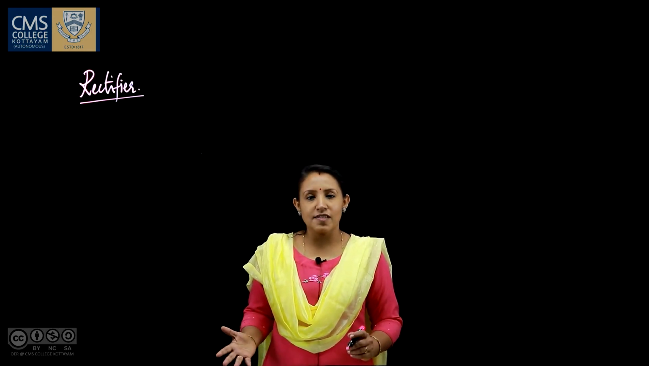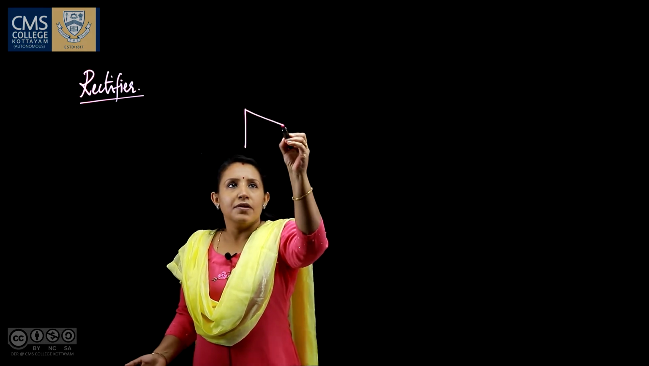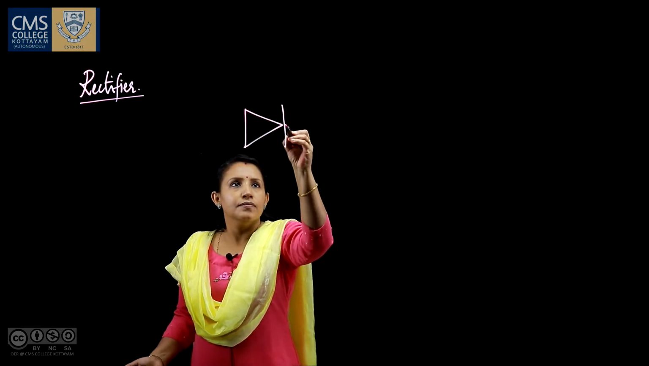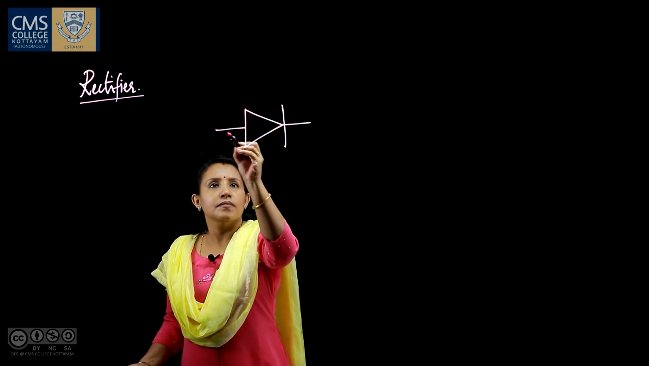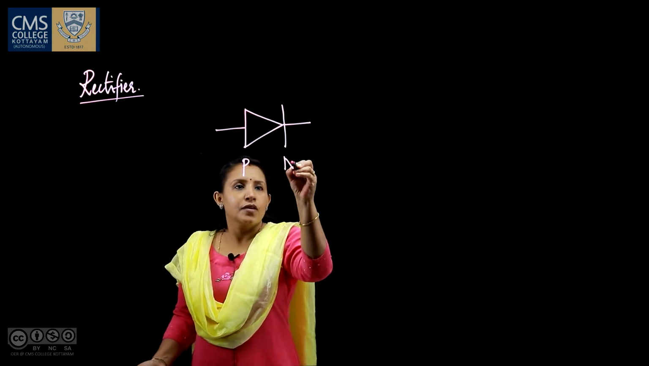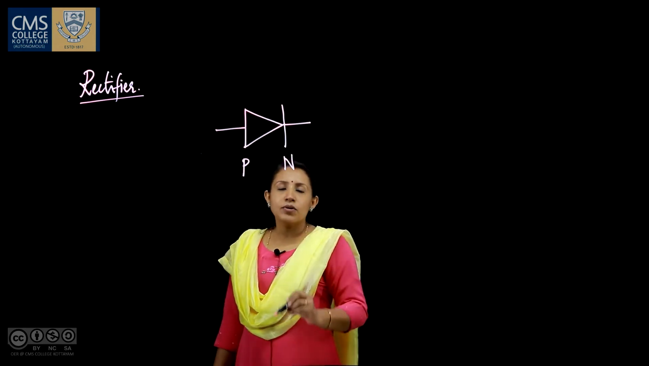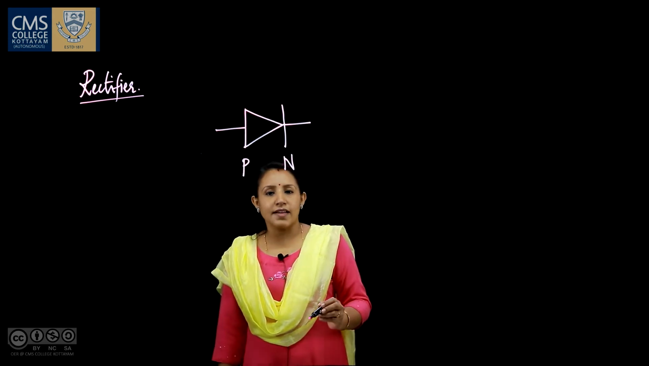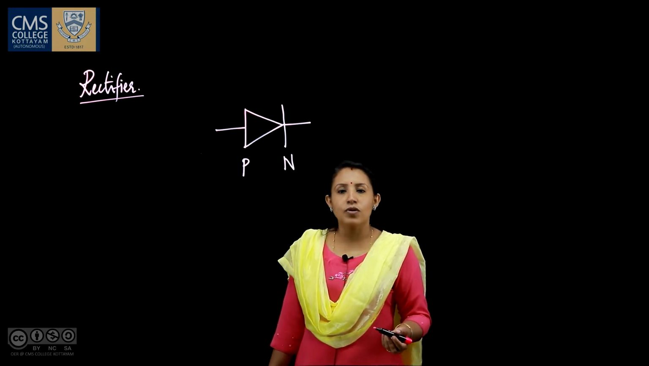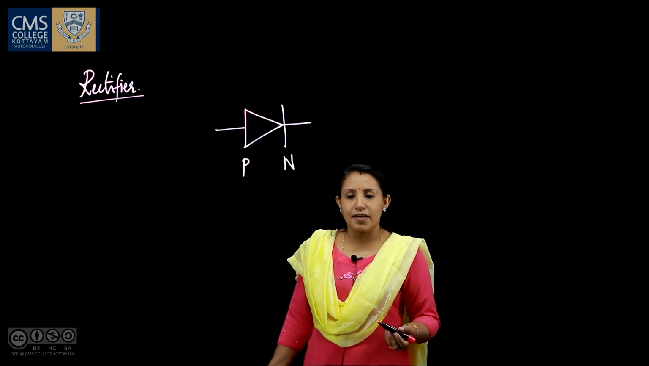We know that a PN junction diode offers very little resistance when it is forward biased, and it offers very large resistance when it is reverse biased. This is a PN junction diode. It's a P and the N. So, a PN junction diode is eligible for being used as a rectifier. Rectifiers contain one or more semiconductor diodes.